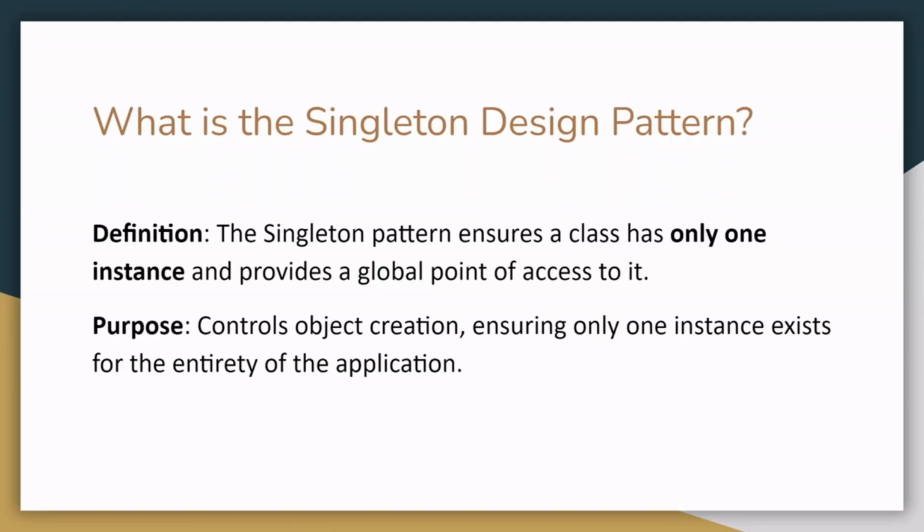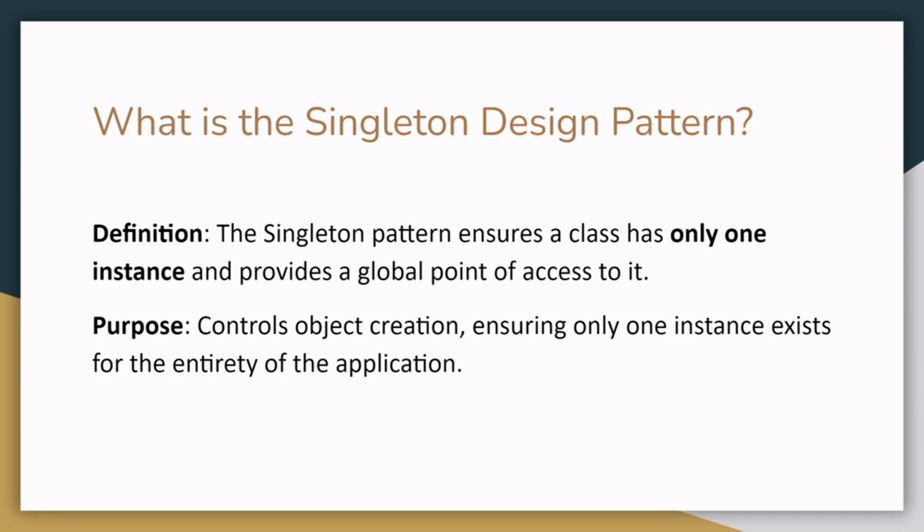So what is the singleton design pattern? Well, as per the definition, the singleton pattern ensures a class has only one instance and provides a global point of access to it. Its purpose is to control object creation, ensuring only one instance exists for the entirety of the application. In other words, a singleton class allows only a single instance of itself to be created and usually gives simple access to that instance.